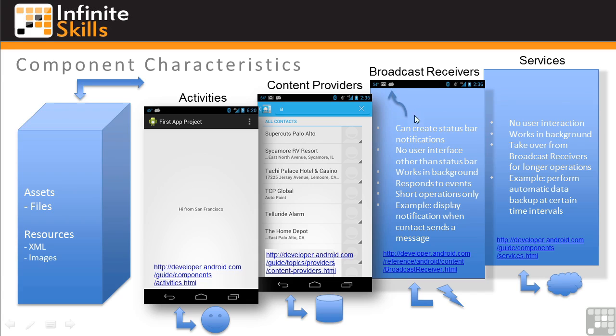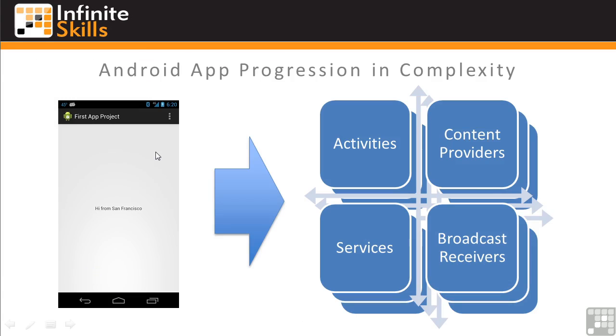Services work in the deep background and can operate for longer periods of time than broadcast receivers. An example might be performing automatic data backup for our contact information at certain time intervals. Our first app consists of a simple single activity component. As we add more components and types of components, our apps will obviously become more complex.